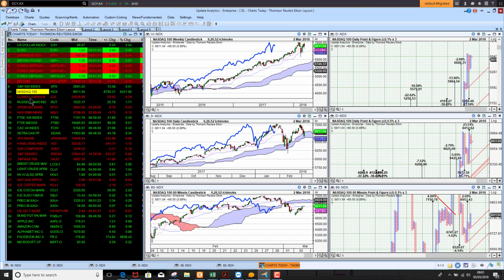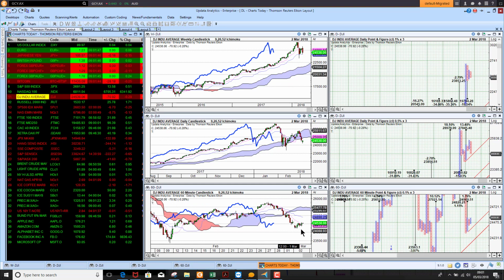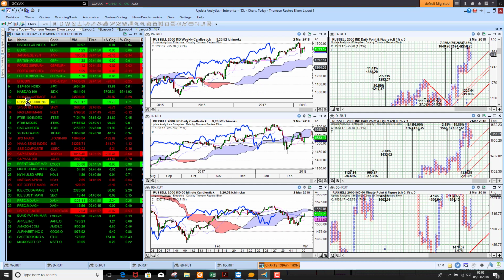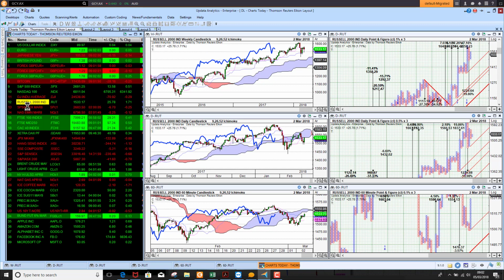Nasdaq recovered a little bit as well, as did the Dow. So we're seeing here the Dow actually just still bearish below the cloud on that short-term chart, and looking a little bit worrying there on the cloud. So still a mixed picture for US markets generally. The Russell 2000 was actually up quite strongly, but as I say, a mixed picture.